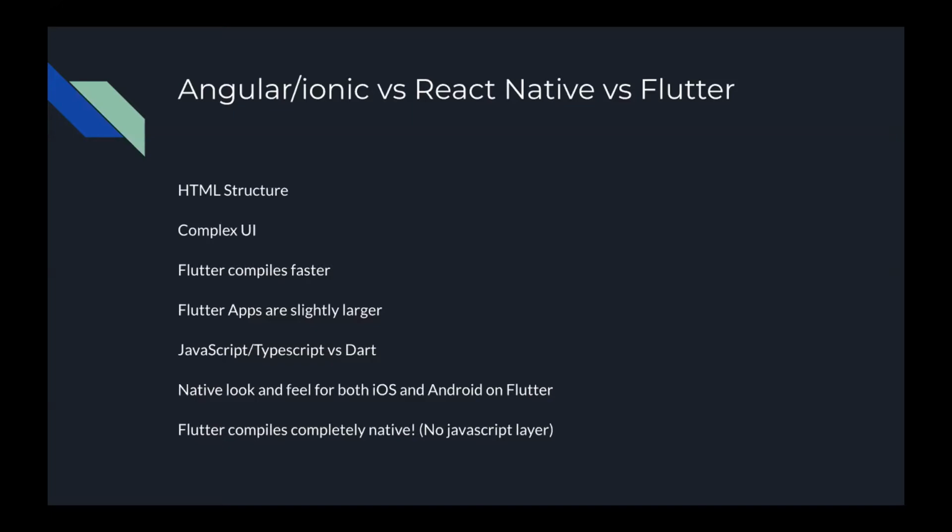So there's a native look and feel when you compile in Flutter. And in React and Angular, you can kind of mimic the look and feel of native iOS and Android apps, but it's never quite right. Flutter, it's perfect. And there is no JavaScript layer in Flutter. It's completely native. Any questions so far?